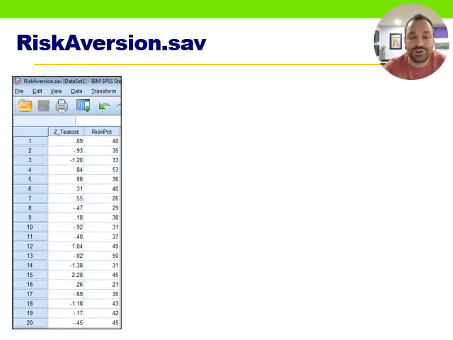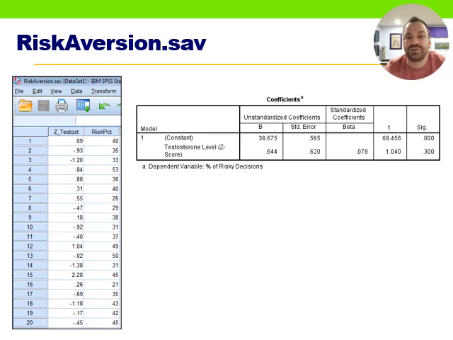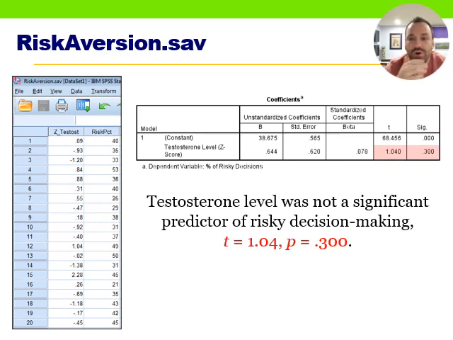Here's the data file, riskaversion.csv. Again, for each person, we know two things. We know their testosterone level, which is on the left, and we know what percentage of the time they took the risky option as opposed to the safe option. So we run the linear regression, analyze, regression, linear, testosterone's our predictor, risky behavior is our outcome, and womp womp, there's our results. P-value of 0.300. No relationship between testosterone level and risky decision making.